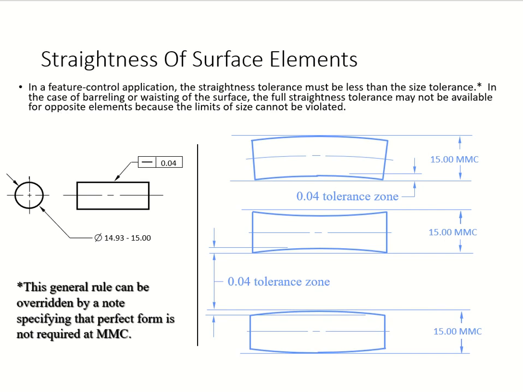Okay. Then we'll get into the general rule. Sometimes you can override the general rule. If you specify that perfect form is not required at your given MMC, at that time you don't have to follow your rule. So in case of your barreling or wasting, wasting surface, you can't use your full straightness tolerance, because again we cannot violate the size limit.